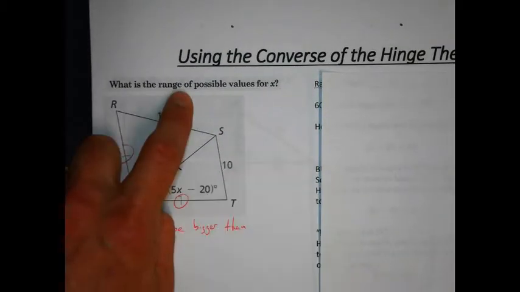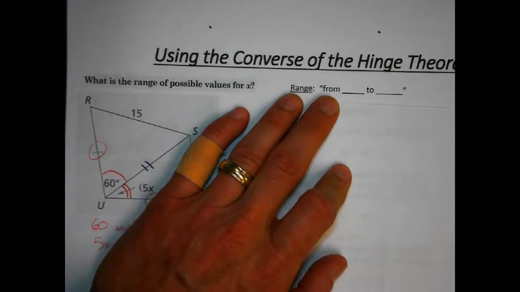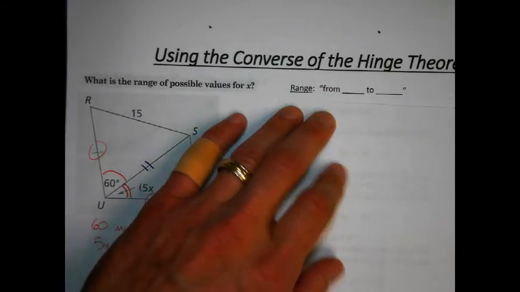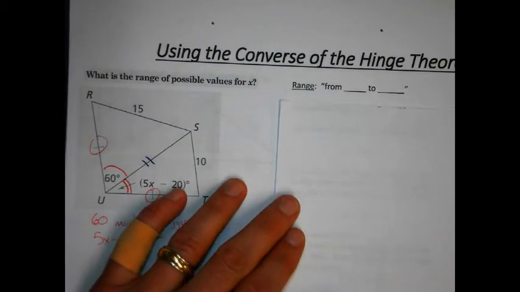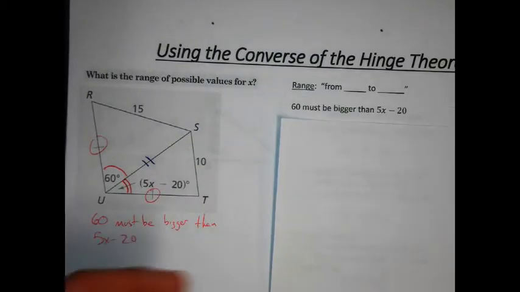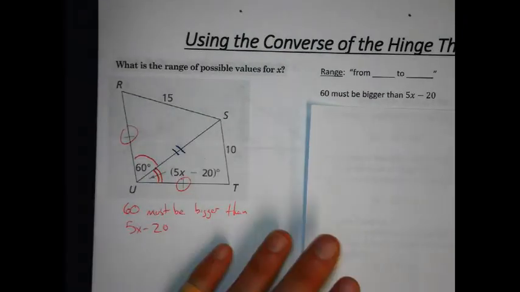First thing is this word range. What the heck? So now, how does a range work? A range is basically a value from one value to the next value. That's a range, in between here and there. So, as we have established, 60 must be bigger than 5x minus 20 because of the Hinge theorem, or the converse of the Hinge theorem in this case.